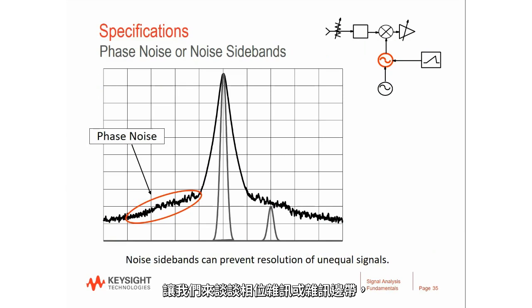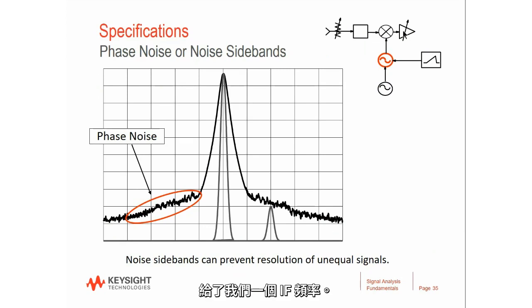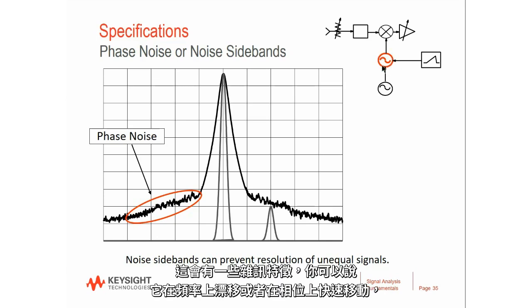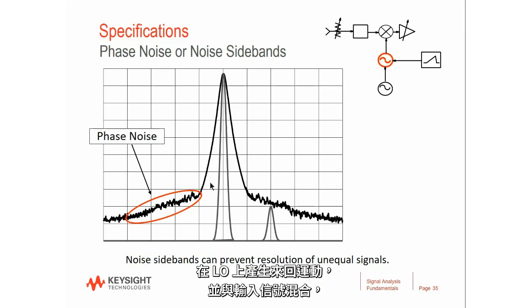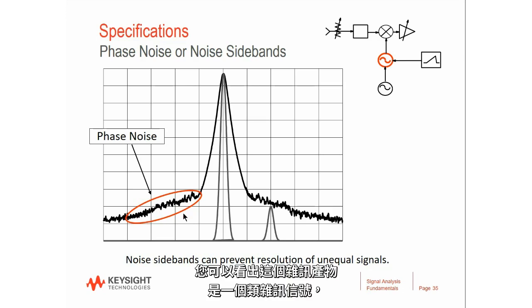Let's talk about phase noise or noise sidebands. You remember in our block diagram that we had an LO that was mixing with the input signal and gave us an IF frequency. The LO is going to have some noise characteristics. It's going to be, you could say, wandering in frequency or moving rapidly in phase, which creates this sort of back and forth motion on the LO, and that mixes with your input signal and gives us these noise sidebands in the IF chain. You can tell here that this noise product is a noisy looking signal.